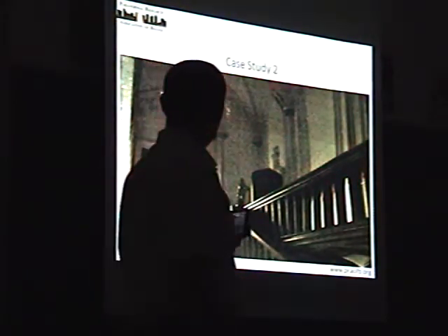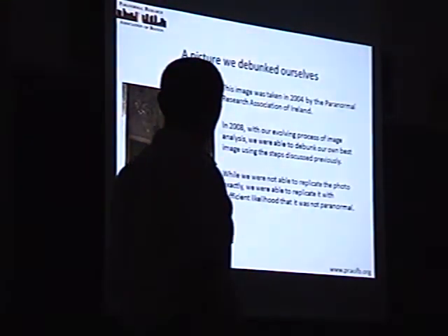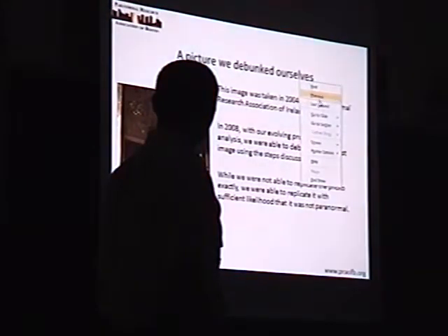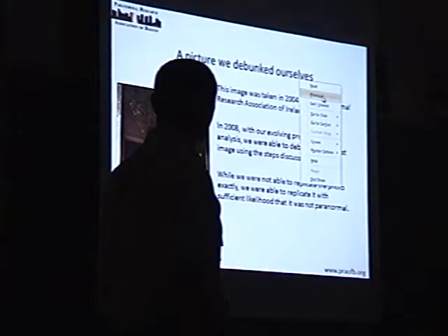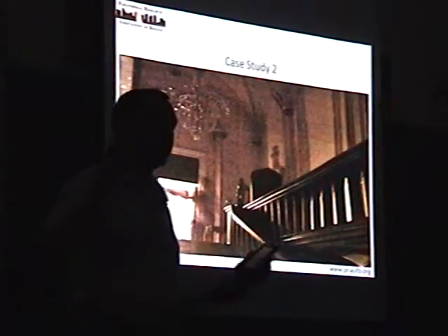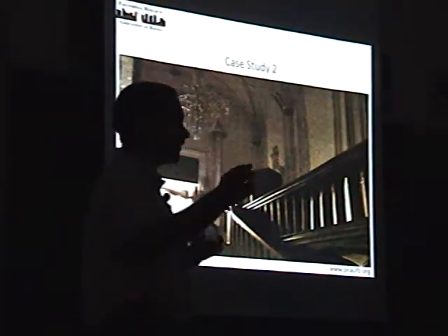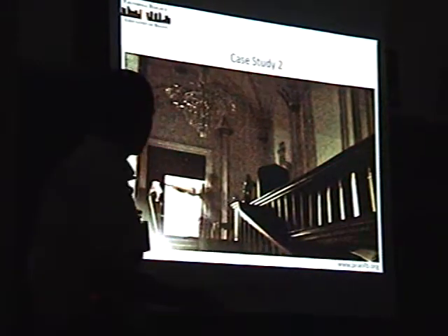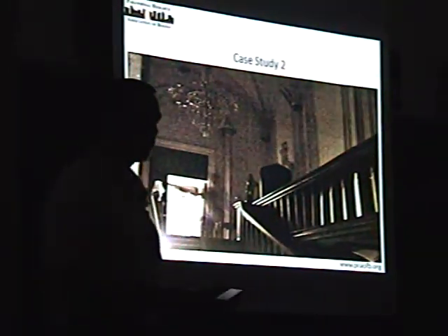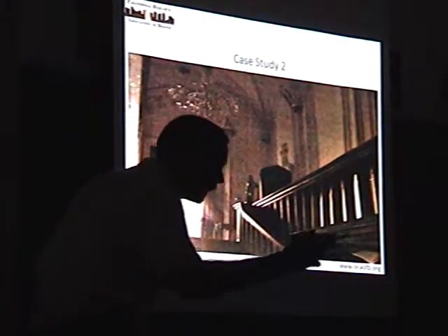So, this is a picture we debunked ourselves, but we'll have a look at it, and we'll use the same methods we used above. Rule number 1 of image analysis is look at the whole thing first. What do we see? Chandelier. Doorway. Nice banister. Nice banister, yeah.